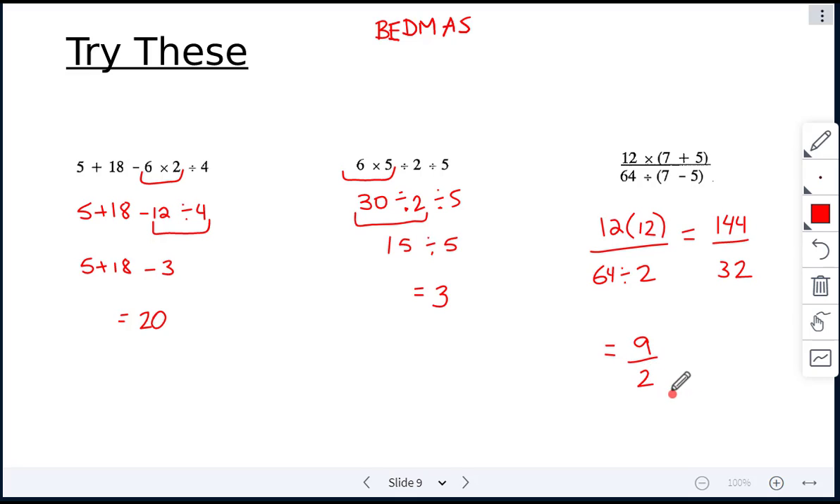All right, and that's an improper fraction. So then I am just going to change it to a mixed fraction. So how many times can 2 go into 9? 4 times. My denominator is 2, so I have half left. So 4.5.